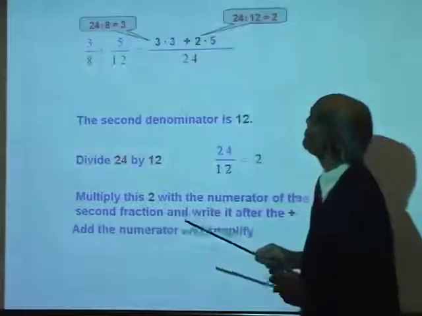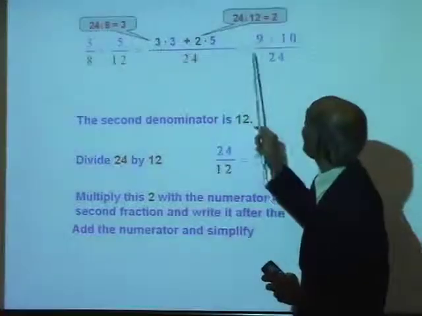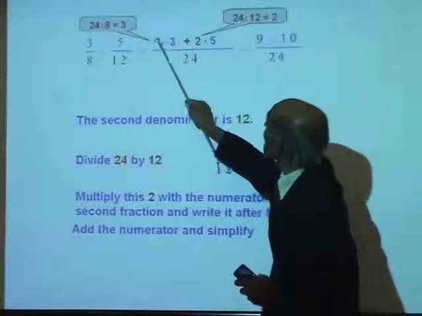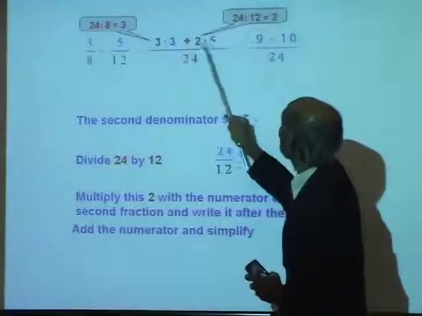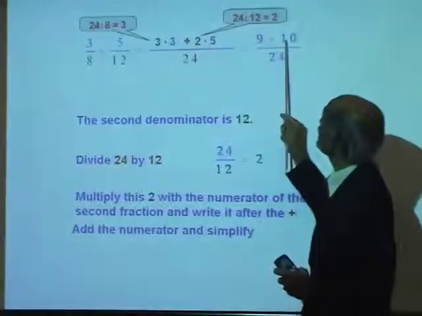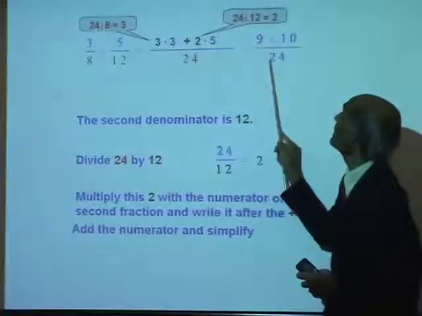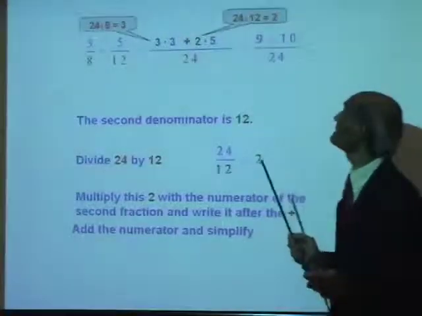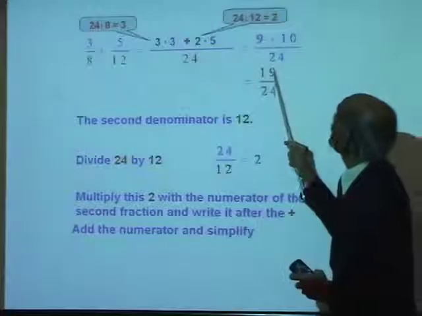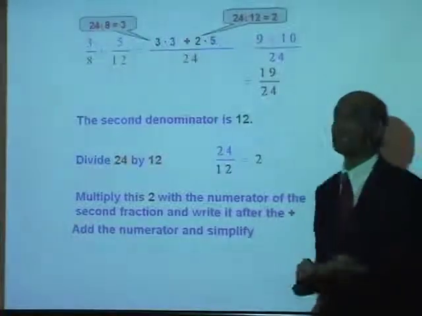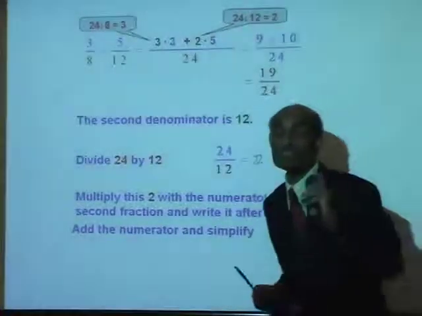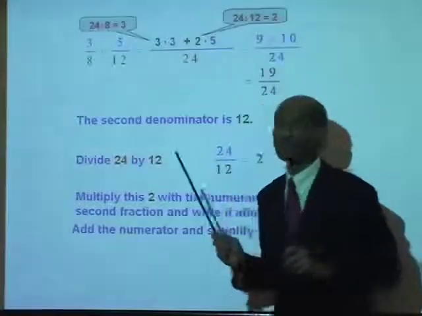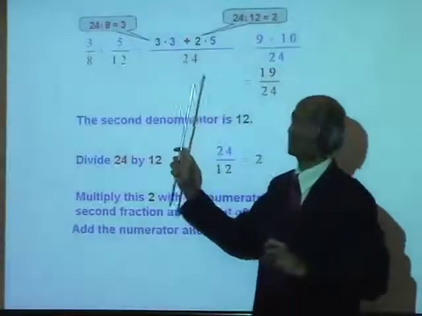So what is our numerator now? Add our numerator. Numerator is now 3 times 3, 9. Plus 2 times 5, 10. Over our common denominator, and that will be 19 over 24. You see, this is a very quick method. I'm going to show this one more time, and watch this.